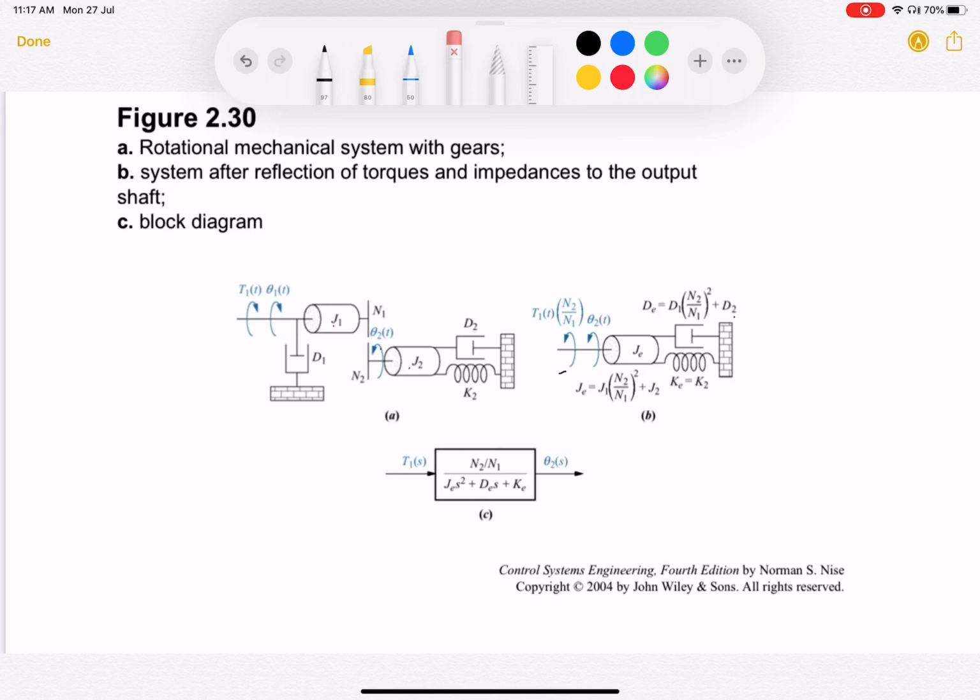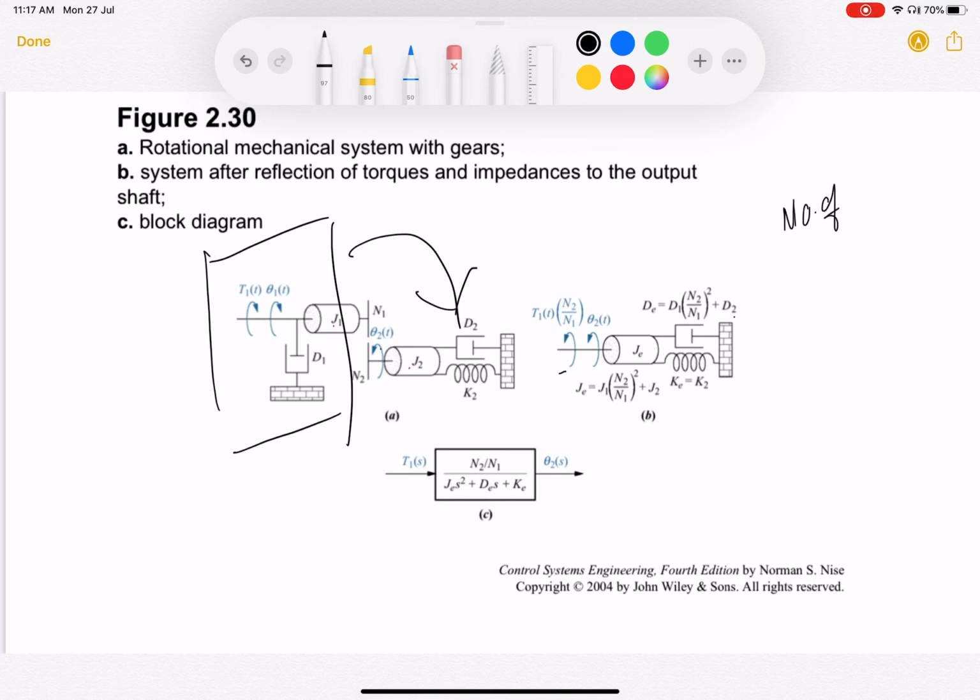So in this case, what we have done is that we have moved all these impedances that are on this shaft to this shaft, and to do that, we multiply them with the ratio: number of teeth on the destination shaft divided by number of teeth on the source shaft, whole square. The number of teeth on the destination shaft is N2 and on the source shaft is N1. So J1 gets multiplied with N2 by N1 whole square, and since J2 is here, you have to add it to J2.